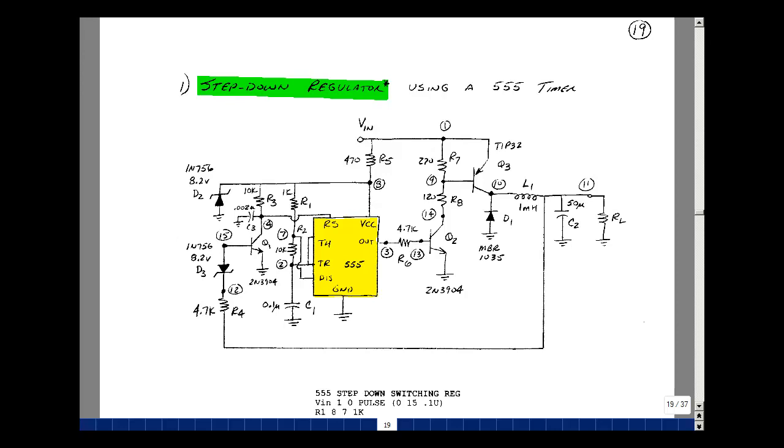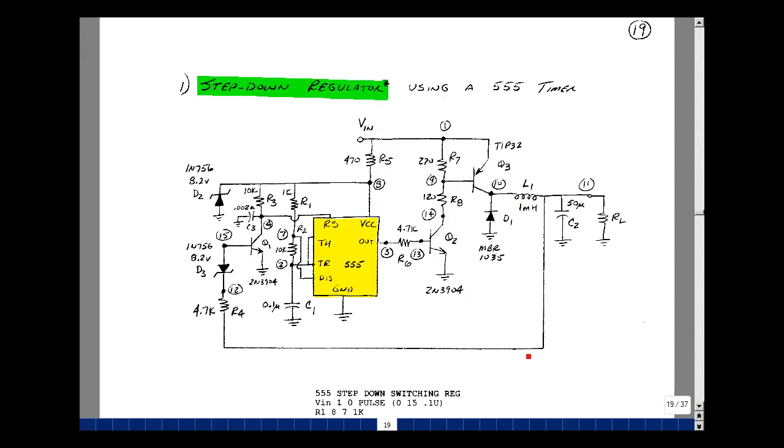So here is our diode, inductor, capacitor, and here's our load. And this transistor here, this power transistor, is going to be our switch, and it's going to be controlled by the output of the timer. So when the output of the timer is high, this transistor saturates, and we pull current through here, and we close this switch. When the timer is off, this transistor is cut off, no base current flows, and so the switch is off.